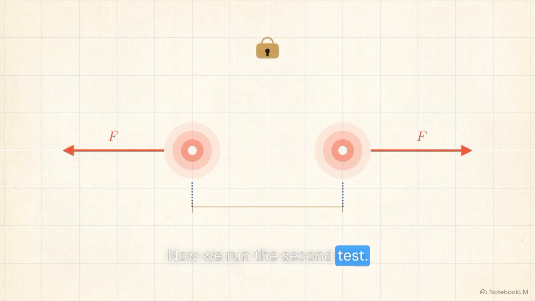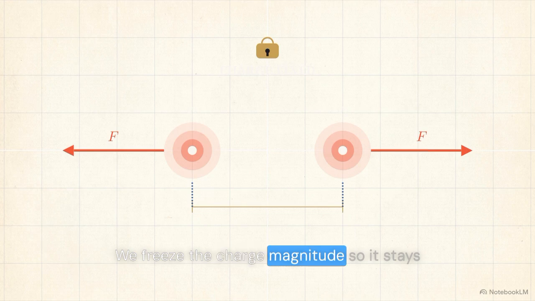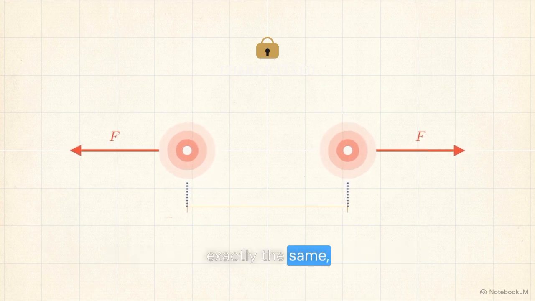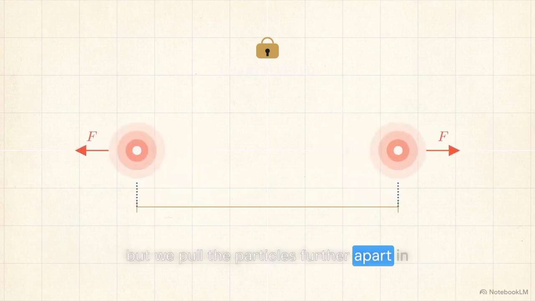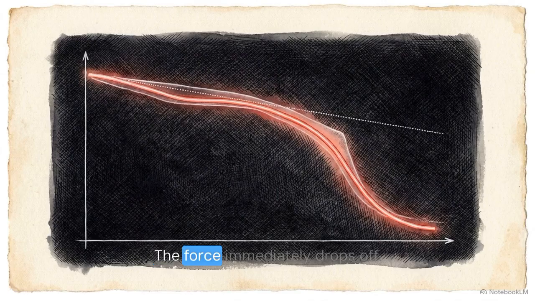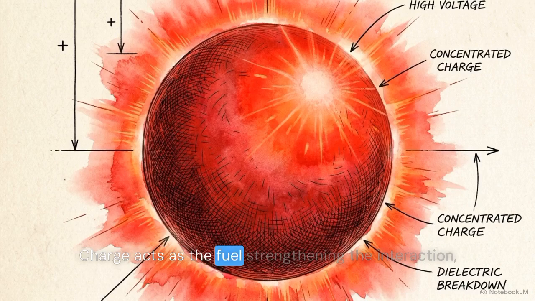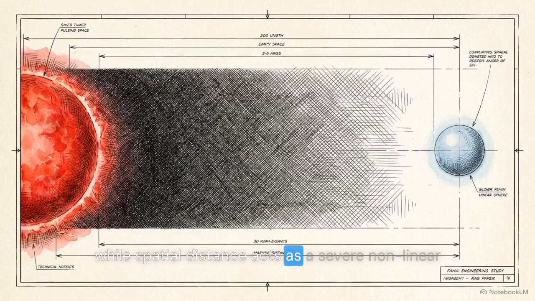Now we run the second test. We freeze the charge magnitude so it stays exactly the same, but we pull the particles further apart in physical space. The force immediately drops off. But if you measure this drop carefully, you notice the decay isn't a simple straight line. Charge acts as the fuel, strengthening the interaction, while spatial distance acts as a severe, nonlinear dampener.